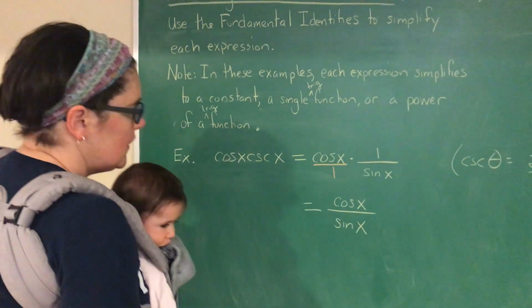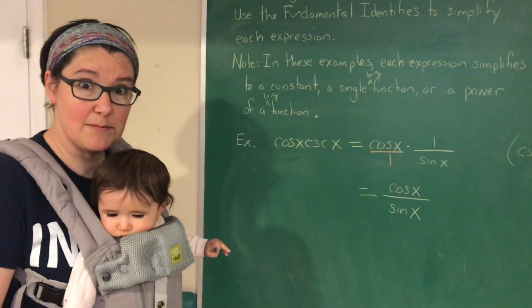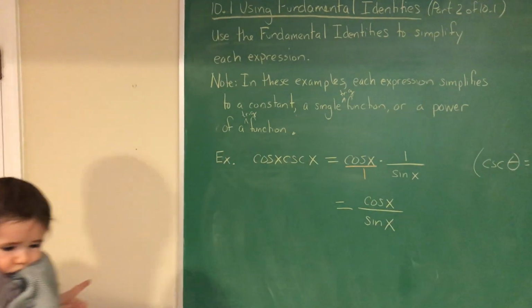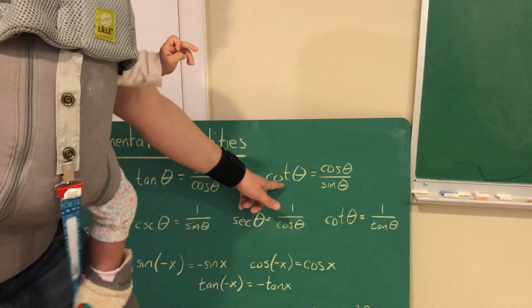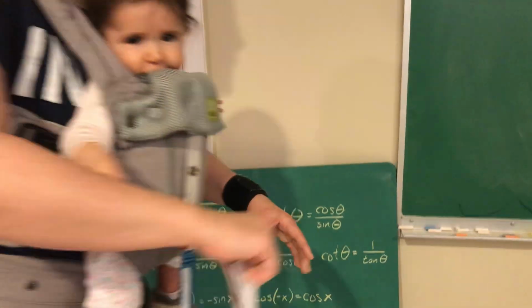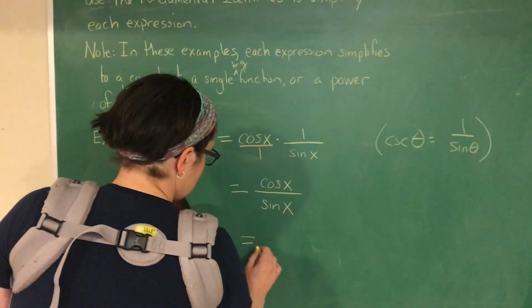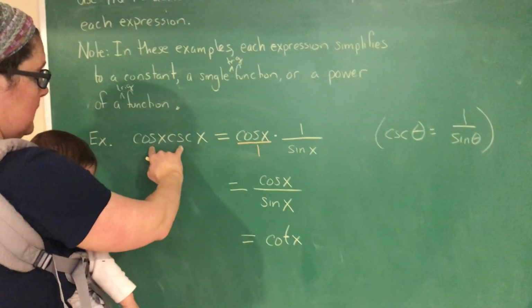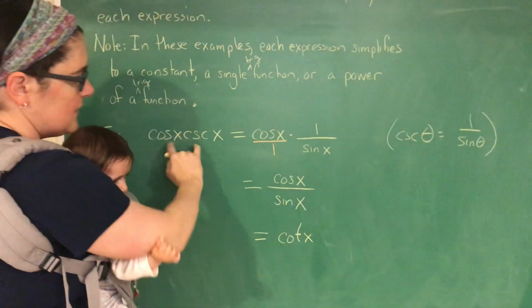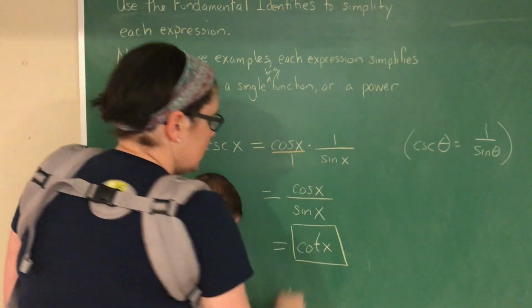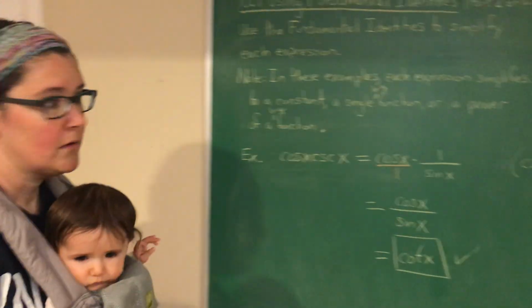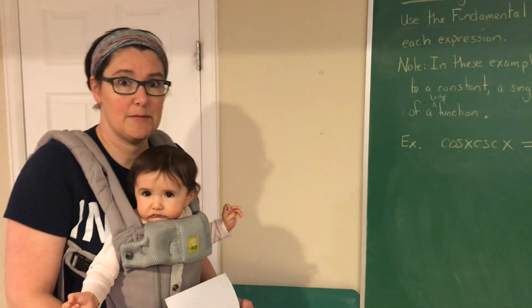sine of x. So now I have cosine of x over sine x, and I ask myself, does this remind me of any of my trig identities? And the answer is yes. I see cosine of theta over sine theta, and that's the same as cotangent of theta. So I can replace cosine of x over sine x with cotangent of x. And now I have rewritten cosine of x times cosecant of x as one trig function, and so we are done. Okay, so that's our first example of simplifying a trig expression.